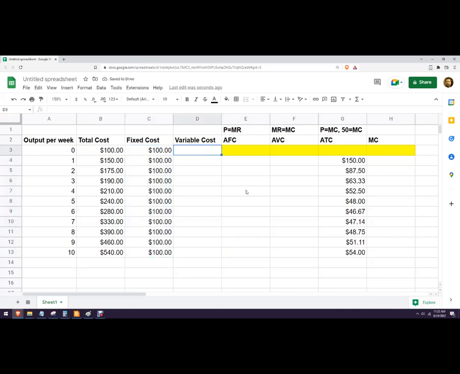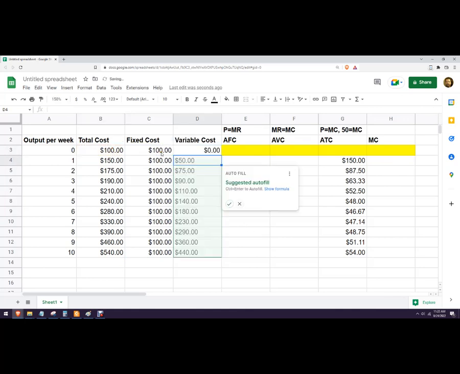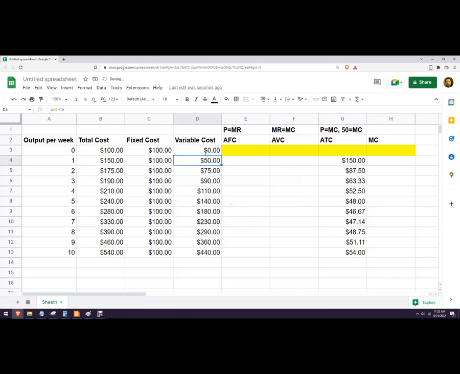So then my variable cost is whatever my total cost is minus my fixed cost. And it's really smart. It knows what I'm doing. This makes sense. You can check it down here. Just pick a number. 100 plus 290 equals 390. That makes sense. 100 plus 360 equals 460. So there we go.